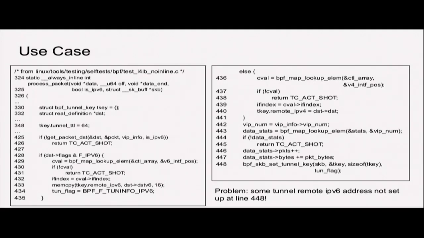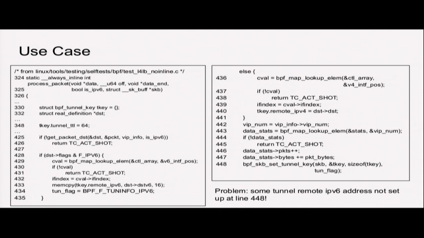And first, let me introduce one use case. This is a load balancer self-test program, test L4LB. A bunch of programs here, process_packet is a called function. You get a packet, and then you test whether it's IPv4 or IPv6. And then you extract some information, and then you set the tunnel key.